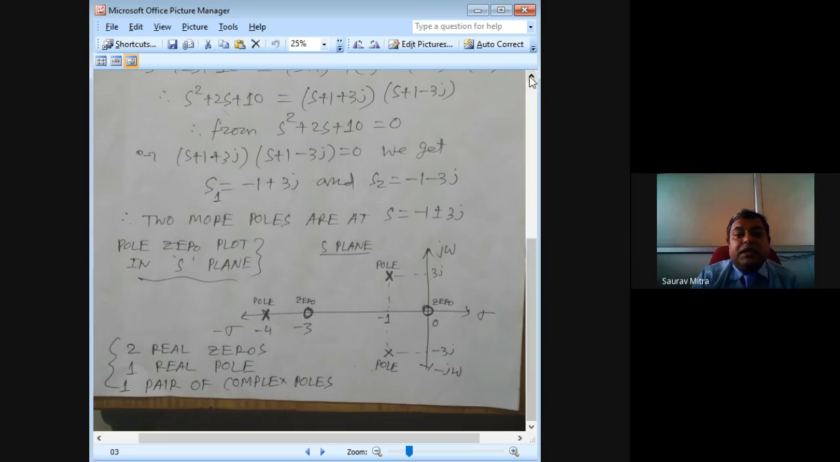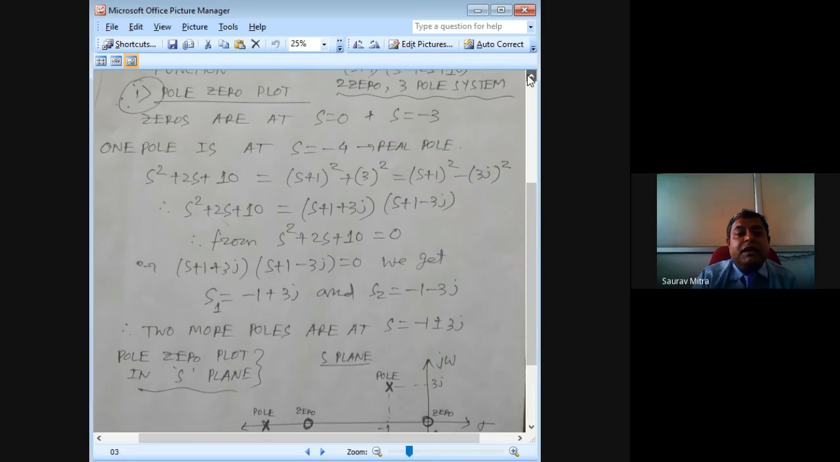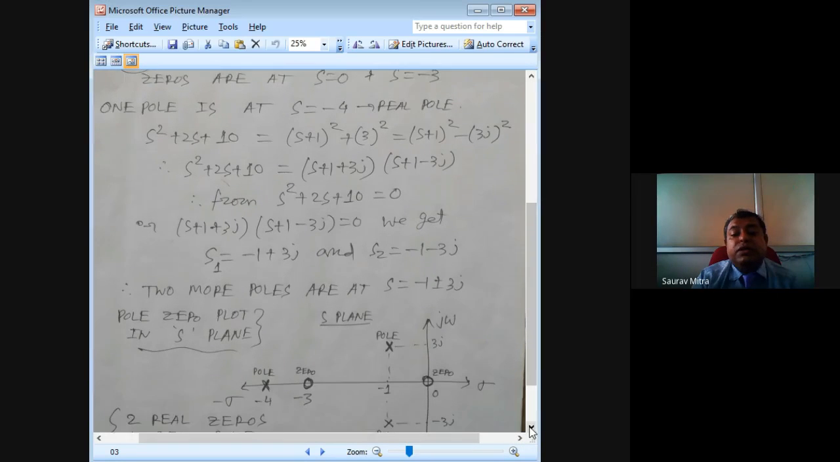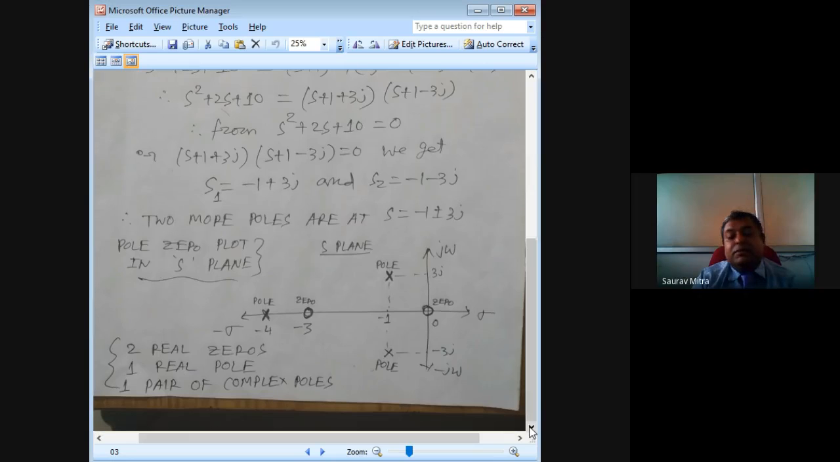So for this numerical, whatever C(s)/R(s) is given, from here you can find there are two real zeros. One is at 0, one is at minus 3, and there are three poles. One is at minus 4, another is at minus 1 plus j3 and minus 1 minus j3. So it's a 2 zero, 3 pole system. Okay, it's a proper transfer function.